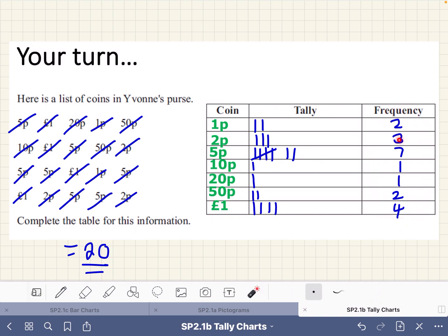So 2 plus 3 is 5. 5 plus 7 is 12. 13, 14. 14 plus 2 is 16. 16 plus 4 is 20. So we've checked to see if we've included all of our information.